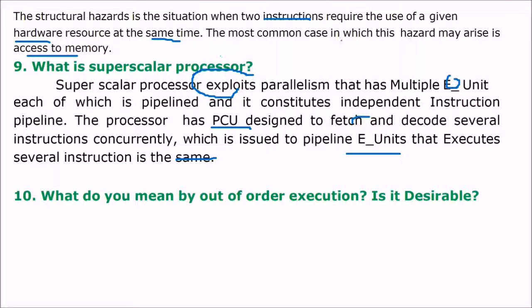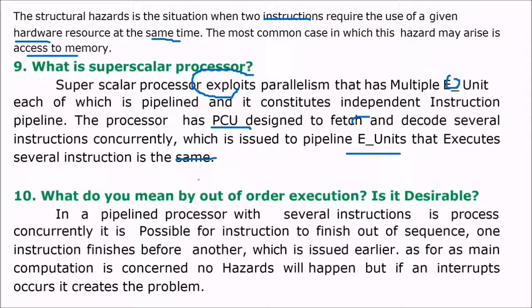This is a superscalar processor. What do you mean by out of order execution? Is it desirable? In a pipeline processor with several instructions, when you have concurrent processes, it is possible for instructions to finish out of sequence. So one instruction finishes before another which was issued earlier. As far as the main computation is concerned, no hazards will happen, but if an interrupt occurs, it may create certain problems.